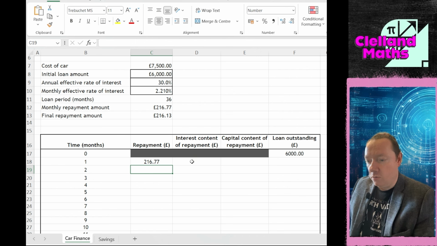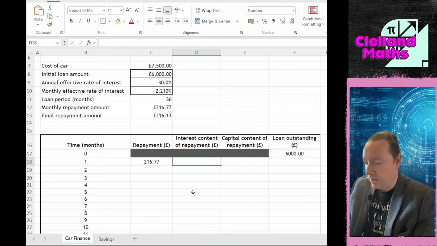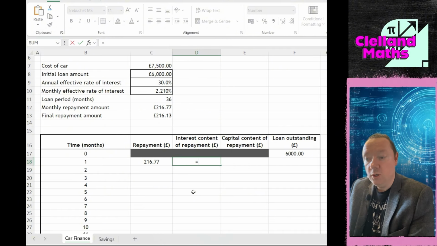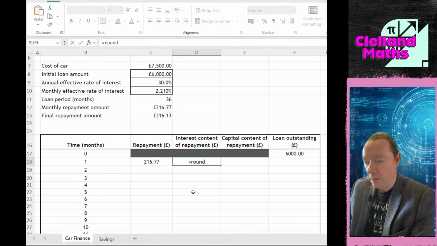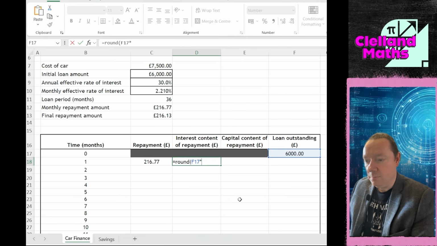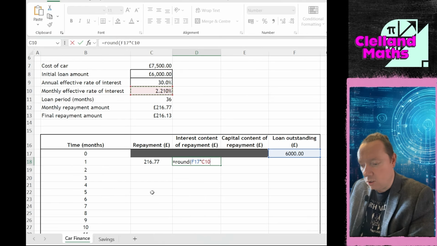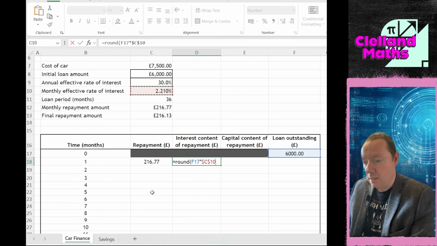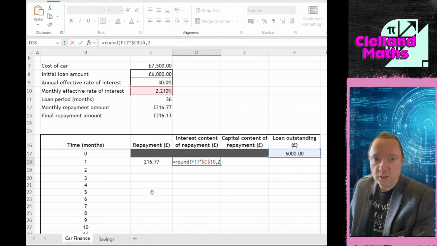Interest content of repayment. Well, that equals, we're going to round to 2 decimal places at this point. So put that in. So we need to do the loan outstanding. Now that's not dollar because we're inside the table. Times the monthly interest. That is dollar because that's outside my table. Comma 2. Now it doesn't matter whether you put interest first, then F17. The order doesn't matter for timesing.